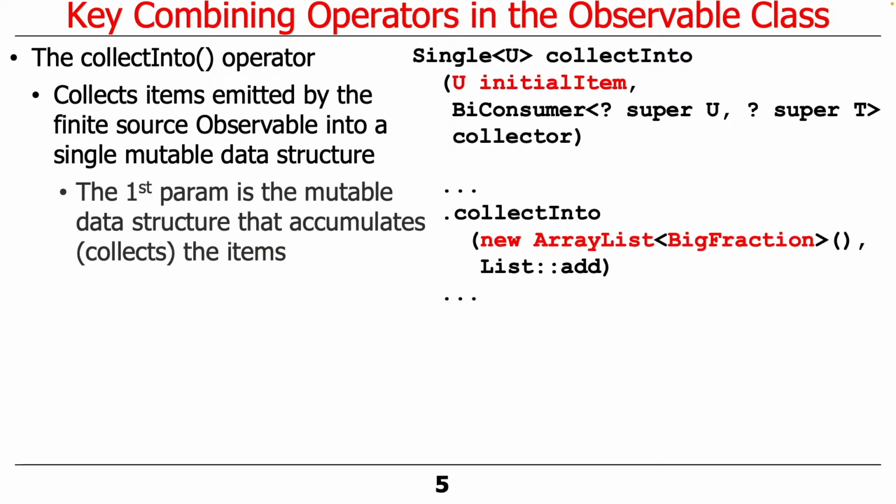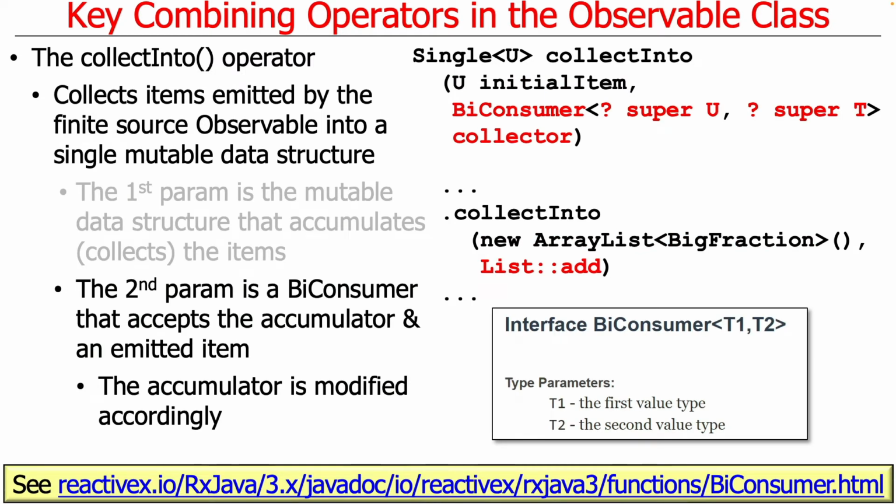And the first parameter that you pass here is the mutable data structure that accumulates or collects the items. So you typically want to give an instance of something that will be a mutable result collector. In this case, as you can see, we're going to make a new array list. So we're going to collect into an array list. And then the second parameter is a biconsumer that takes the accumulator, in this case an array list, and simply adds a value to it that was emitted by the operator. So this accumulator is modified. That's why it's a mutable result container.